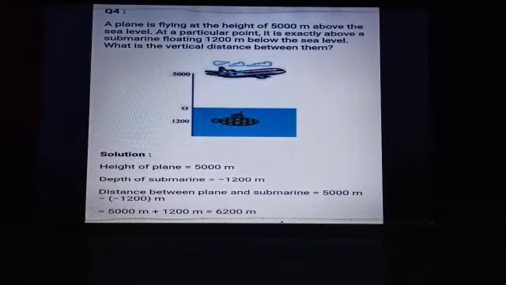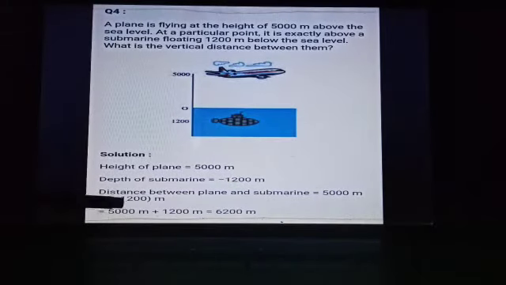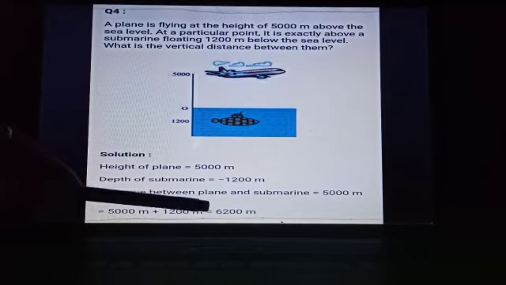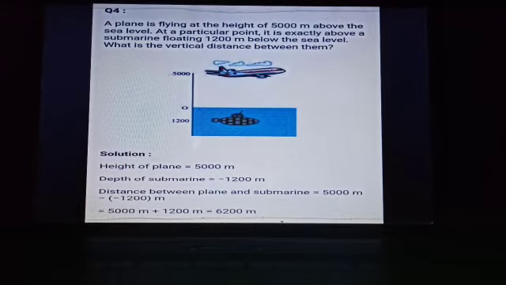Now to find the distance between these two, we have to subtract their distances from the level 0. Now 5,000 subtract minus 1200 meters, and you know minus minus will give you plus. Now 5,000 meters plus 1200 meters will give you 6,200 meters.